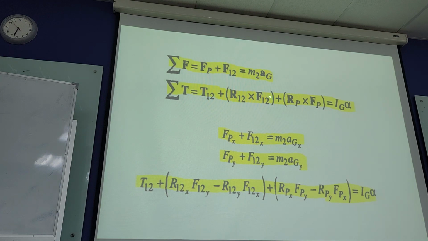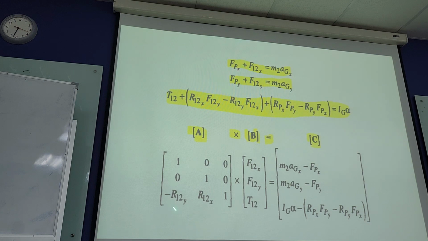So we expand the cross product here and the cross product here, and I've shown you how we can write R12 cross F12 like this. Similarly, RP cross FP we can write like this. So now these are the three scalar equations, and we can write these three scalar equations in matrix format. The unknowns are F12x, F12y, and R12. So this is something like a matrix inversion. This is the final form for the force analysis.